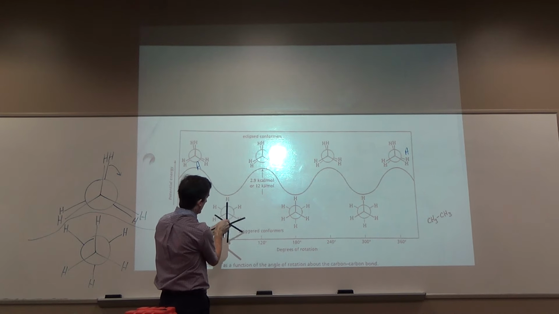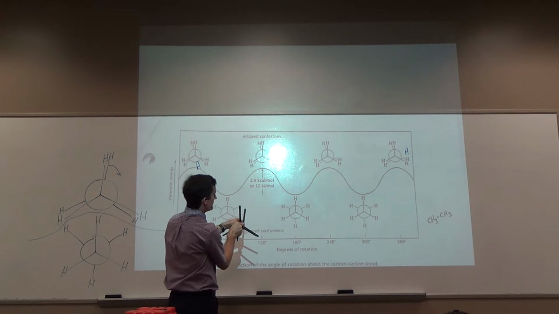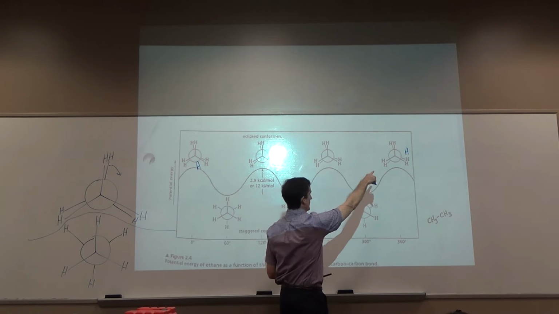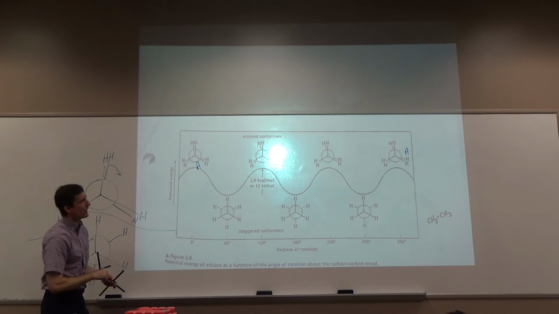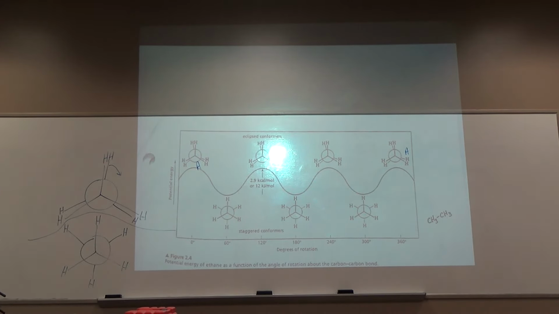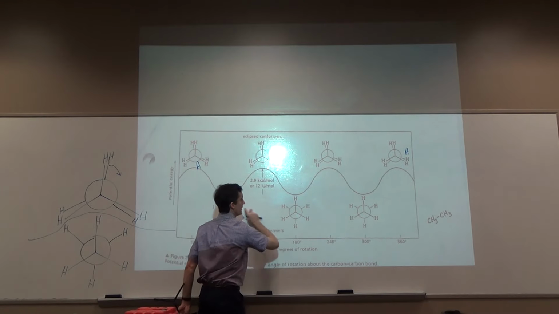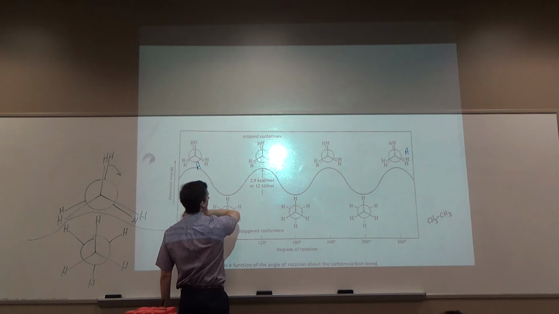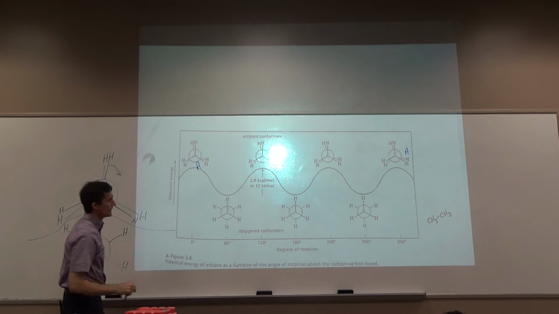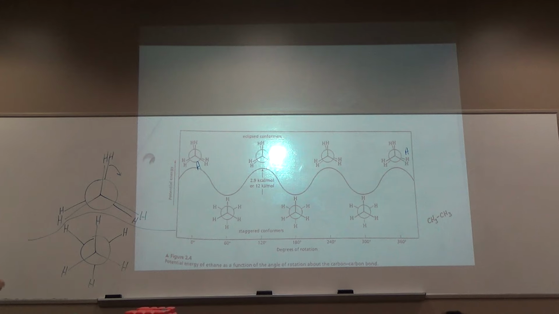Staggered, eclipsed, staggered, eclipsed, staggered, eclipsed. Yeah. Those two, they're back to the same. Potential question here is how many different energy levels are shown? There's only 2 energy levels. Okay? So this is the same energy level. You got this energy level, and you have that energy level. Eclipse versus staggered.